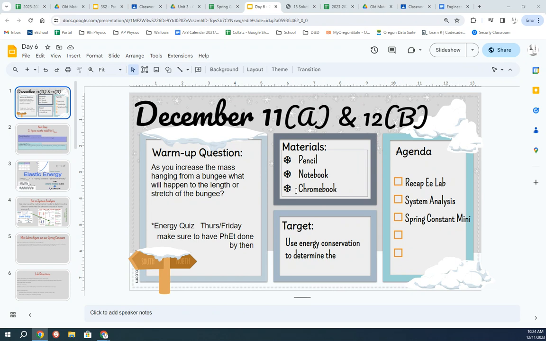We're going to talk more about that, but that's going to start off the lab that we're going to be working on today. We'll also need to do a little bit of recapping the elastic energy lab, and thinking about our system analysis stuff.